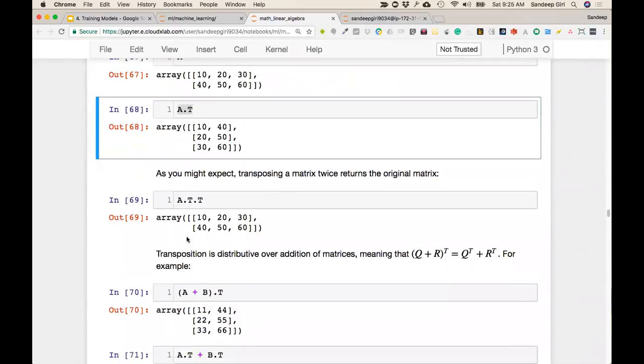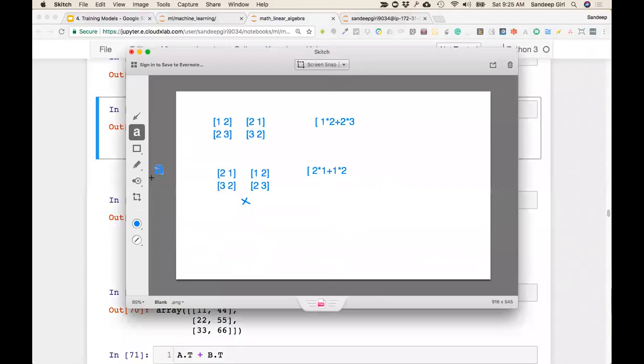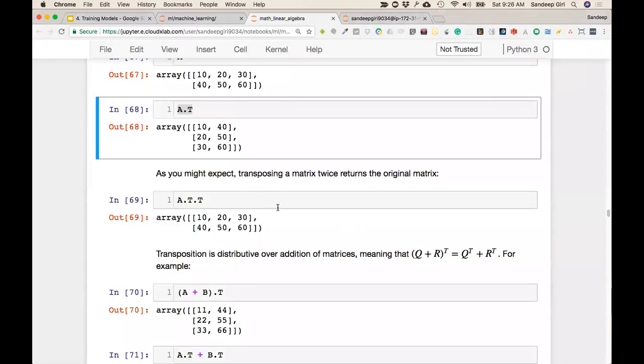Okay, so using transpose, we can convert any column into a row or a row into a column. Let's say we wanted to multiply this with this column and that was in a row, then we could quickly transpose and multiply. We are going to use transpose extensively later.